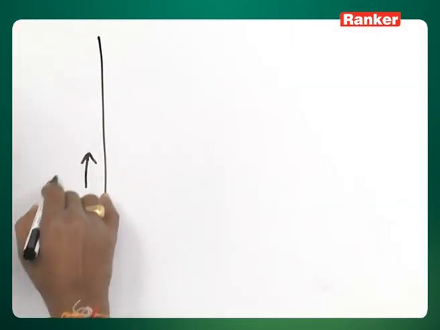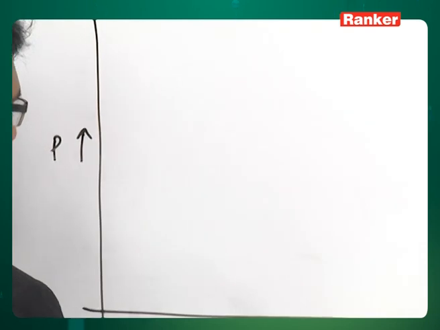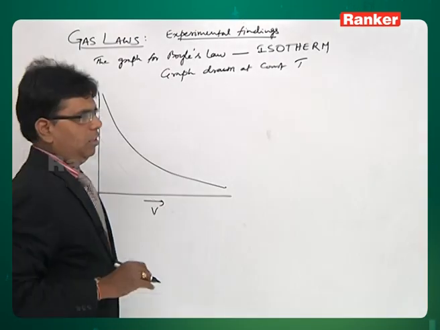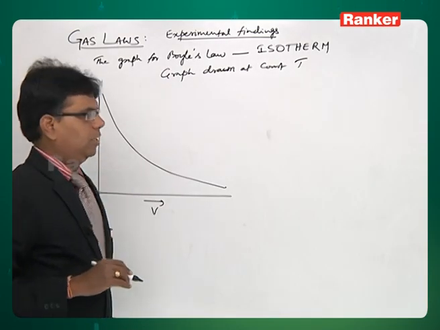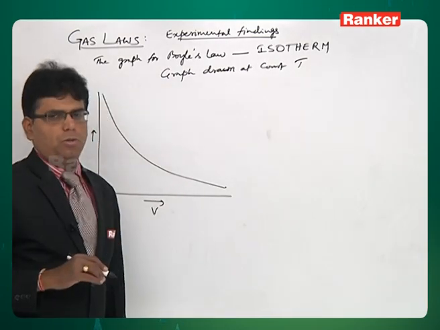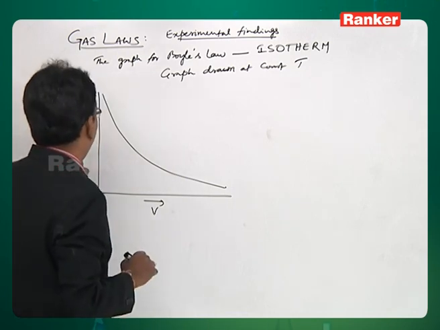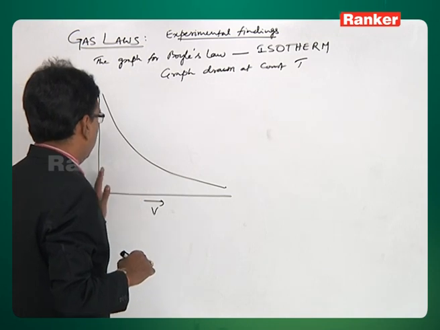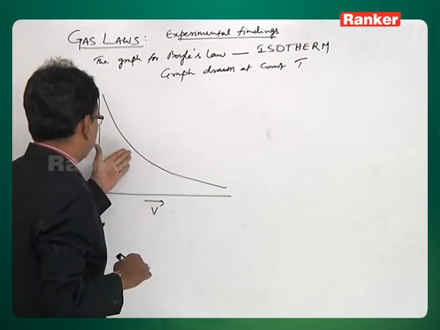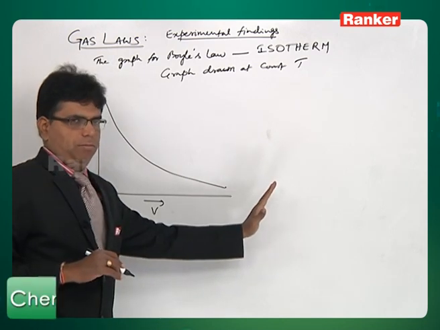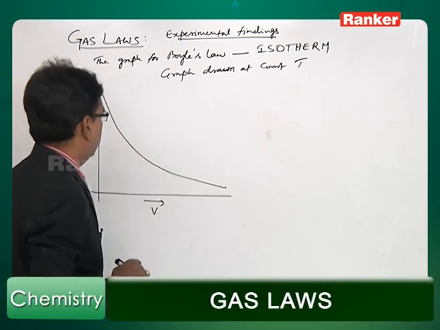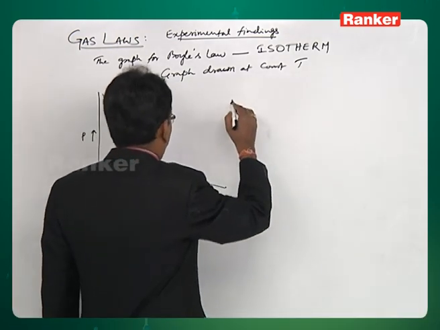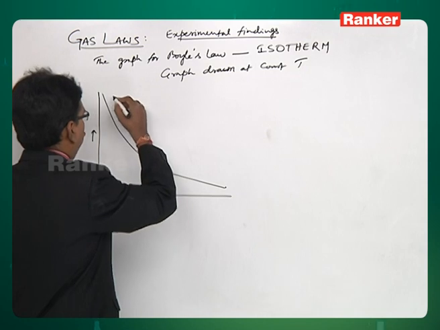for a given fixed amount of gas, it is an exponential decrease as P is proportional to 1 by V. So, as the pressure is increasing, volume is decreasing, or as the pressure is decreasing, the volume is increasing, right. This is what we take. Now, also we can draw for different gases.